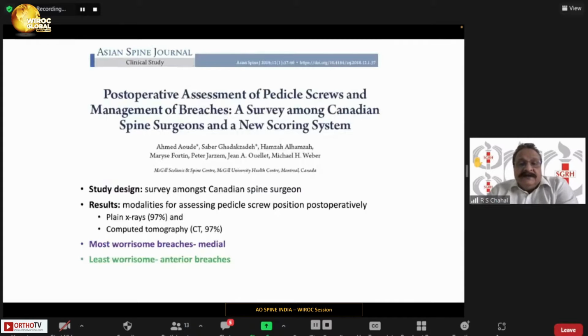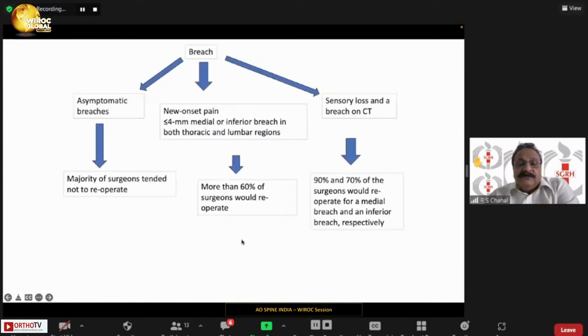So this is the Canadian study where they looked at the post-operative assessment of pedicle screws and management of breaches among the Canadian surgeons and developed a new scoring system. They did a survey among the Canadian surgeons, asked them what they would do if the screw is malpositioned in this way. They used plain X-ray and CT and came to a conclusion, as we all know, that more worrisome breaches are the medial and least worrisome are anterior ones.